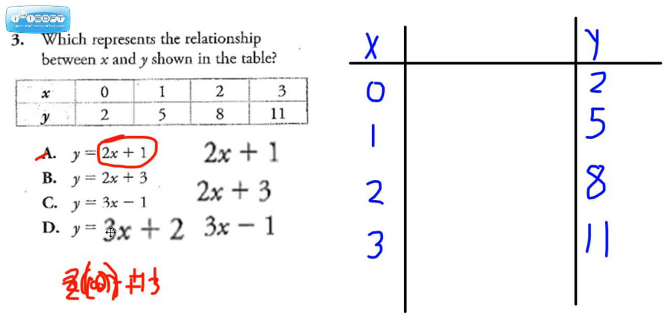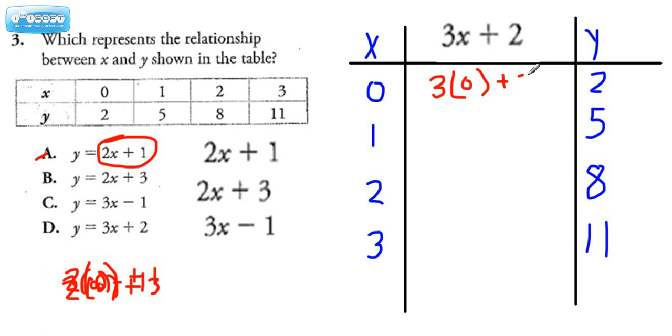Let's look at choice D. The function for that is 3x plus 2. Let's substitute in our values, 3, and then we'll put in the value of a 0 plus 2. So 3 times 0 is 0, and if we add 2 to 0, we do get 2.